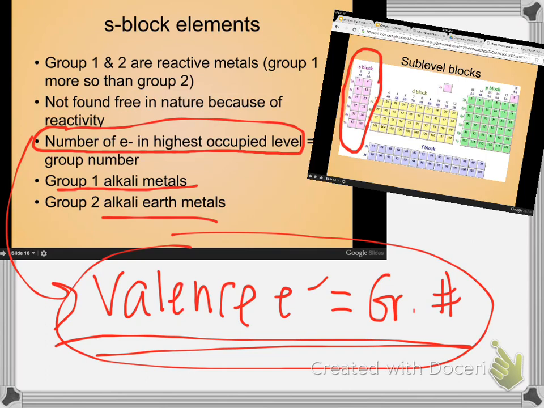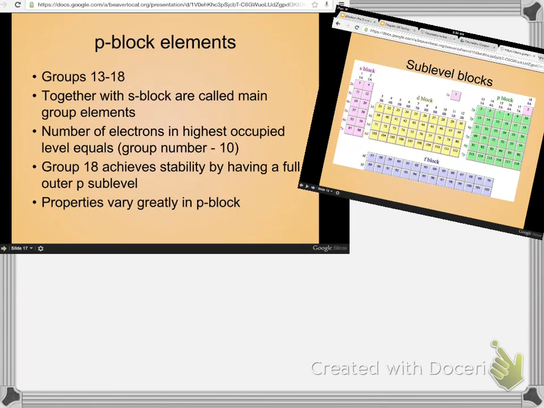But that's the S-block. Okay, so now we're going to talk about the P-block, and that's this whole side of the periodic table. This is groups 13 through 18, and we very often talk about the P-block and S-block together. We call them the main group elements. So if somebody says it's a main group element, it could be in the S, it could be in the P. It cannot be in the D or F. We'll talk about those in a second.